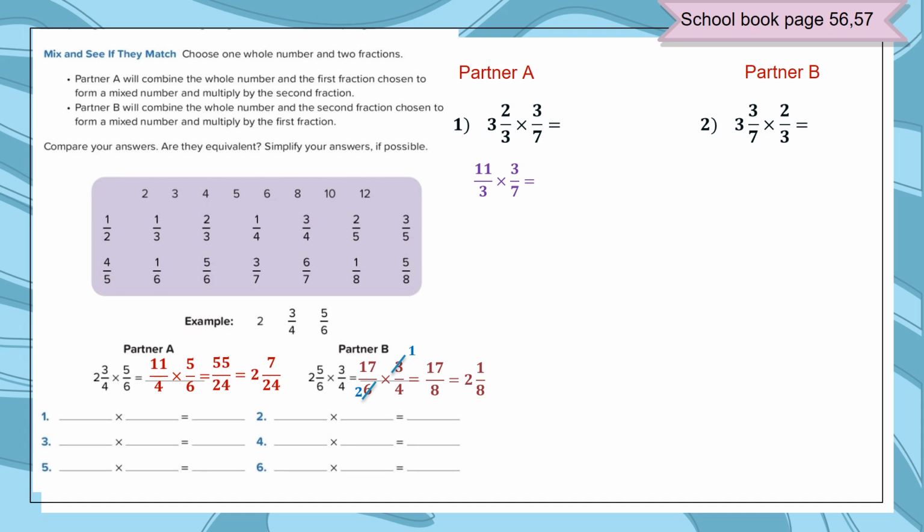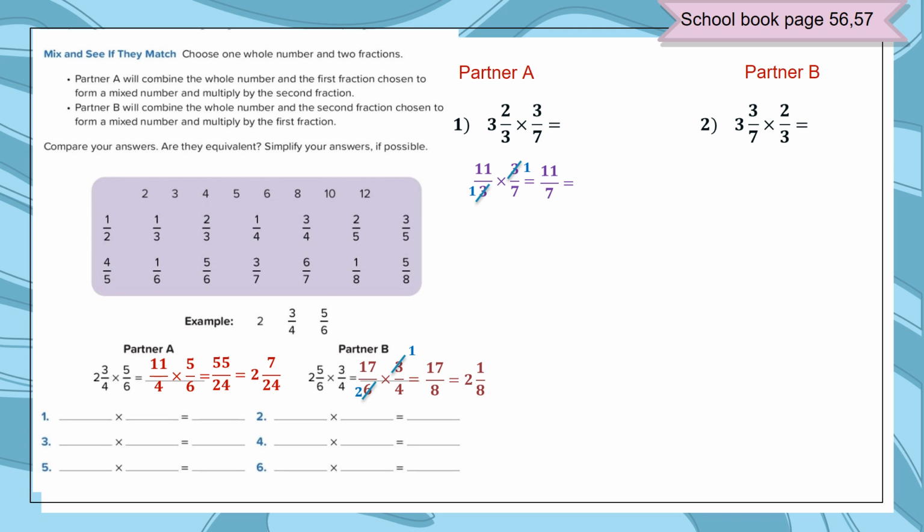Here I can simplify and divide by 3. 3 divided by 3 equals 1 and 3 divided by 3 equals 1. Then multiply the numerators and the denominators. 11 times 1 equals 11 over 1 times 7 equals 7. So it will be 11 over 7. And 11 over 7 is an improper fraction, so we need to simplify it.